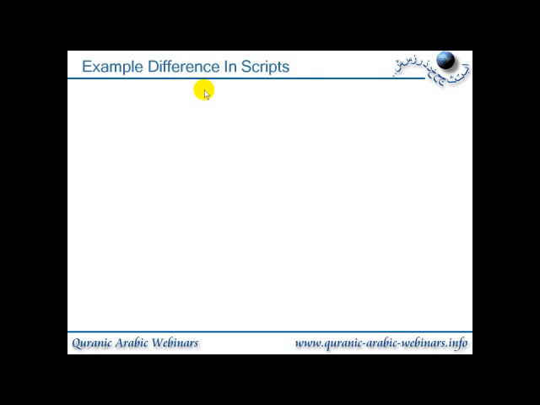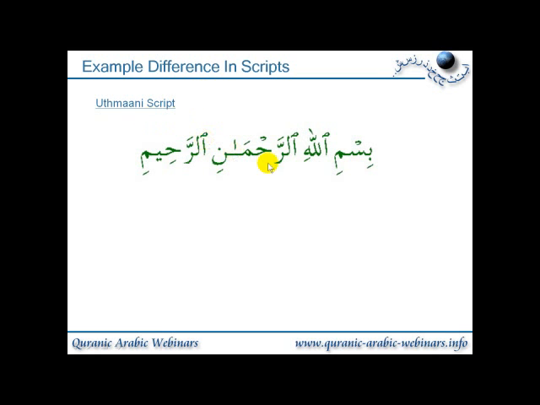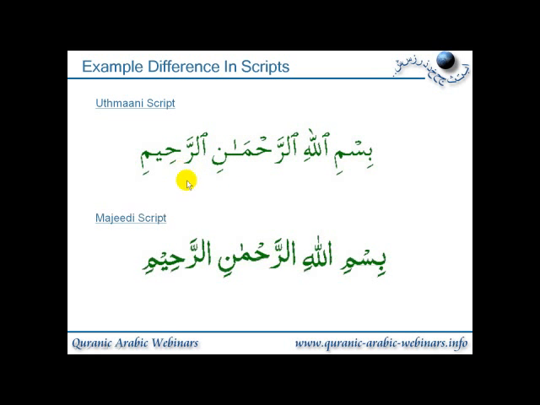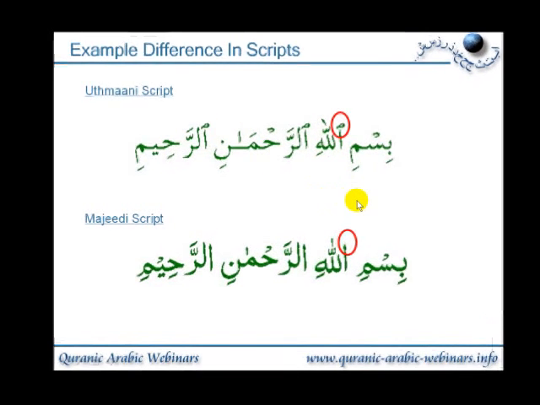So here's a very simple example of the differences. This is from the Uthmani script. So this is our Bismillahir Rahmanir Rahim. Okay, and this is the same in the Majeedi script. So this is your Bismillahir Rahmanir Rahim. Now, if we were just to look at this closely, first you can recognize the shape of the actual letters is slightly different. In the Majeedi script they're slightly more rounded, and let's have a look at just this one line.